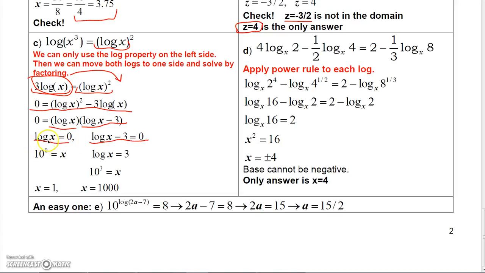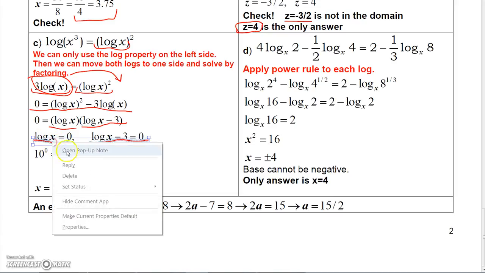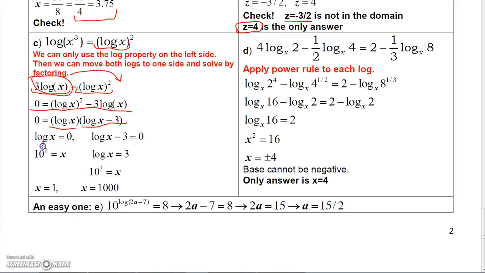Since I know log of x equals 0, I can solve this by just putting it in exponential form. Remember, the base is 10. So 10 to the 0 would equal x, or x is 1. If I solve this one, I get log of x equals 3, and again I know the base is 10. So exponential form for this would be 10 to the third power equals x, and 10 to the third power is 1,000. So your two answers there are x equals 1, x equals 1,000.